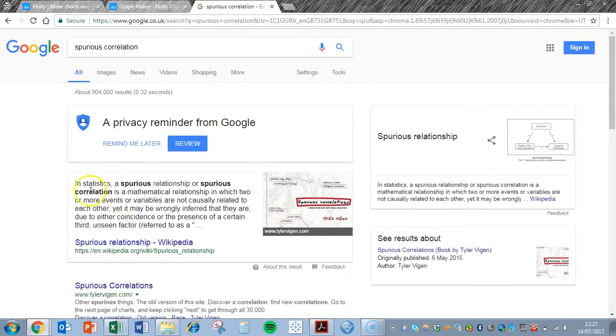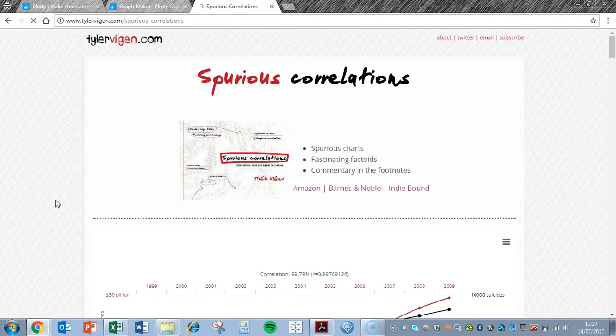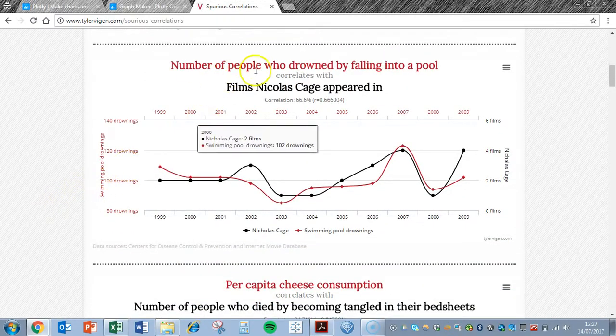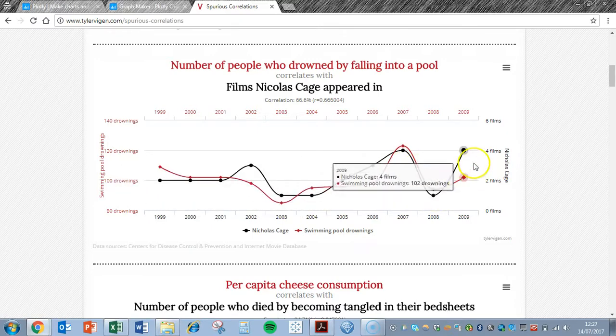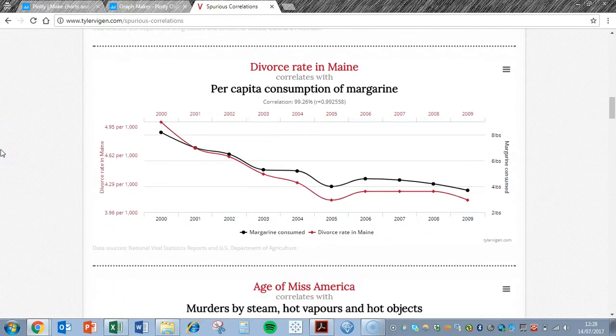If you Google spurious correlation and head to this website here, it's highlighted quite a few that have come up with real life data. We've got the number of people who drowned by falling in a swimming pool in a particular year correlates with the number of films that Nicolas Cage appeared in a year. Correlates quite nicely there. Per capita cheese consumption for each year correlates with the number of people who died coming tangled in their bed sheets that year, and so on. So clearly these things just can happen by chance. So always take correlation with a pinch of salt, and definitely don't assume that one is causing the other.